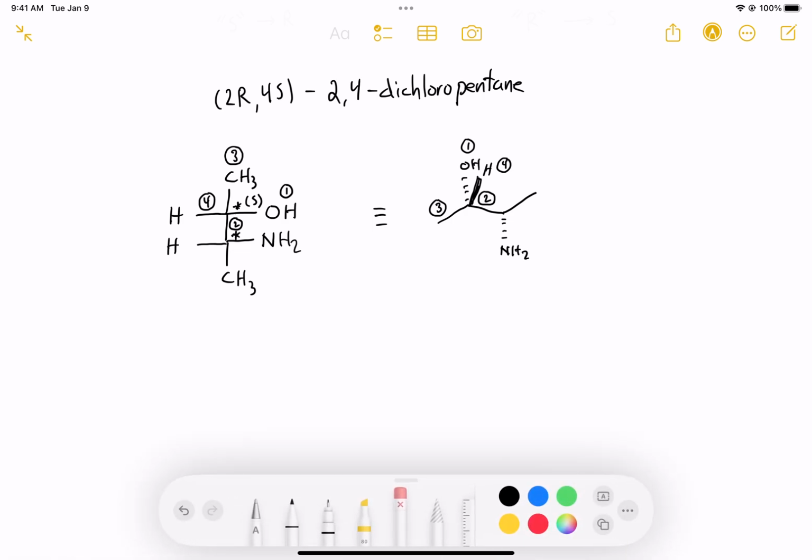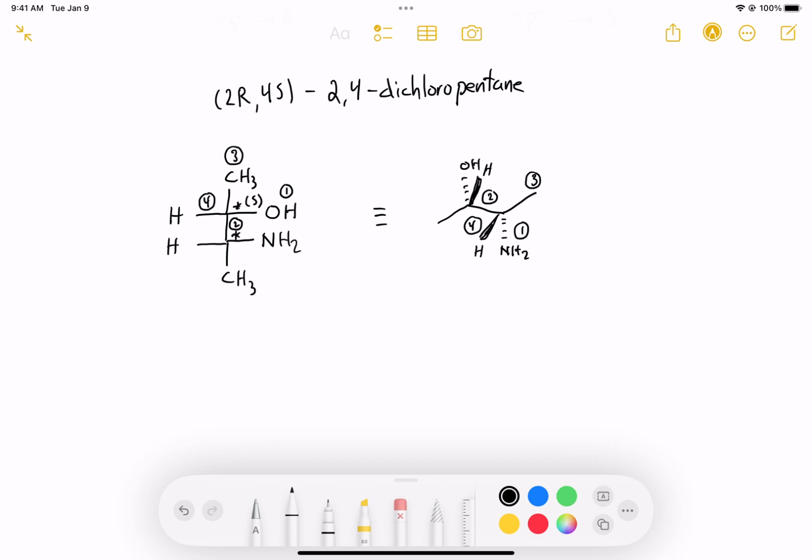Now let's do the other one. Okay, here, let's erase this. So now we have the nitrogen. So in this case, nitrogen is 1. The R group is 2. And the methyl group is 3. And then we have a hydrogen just sticking out again. That's H. And that's 4.